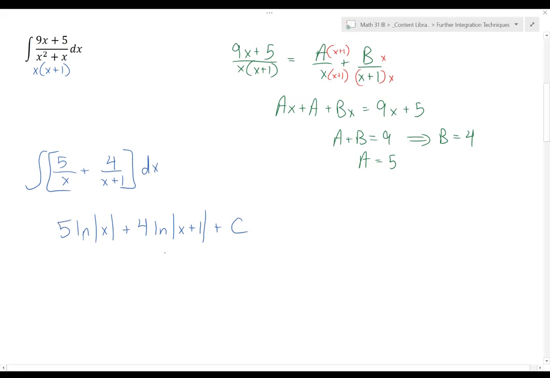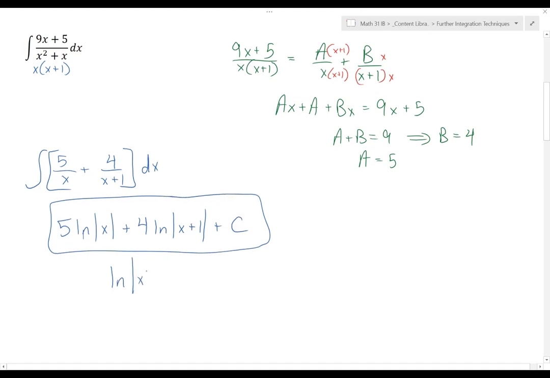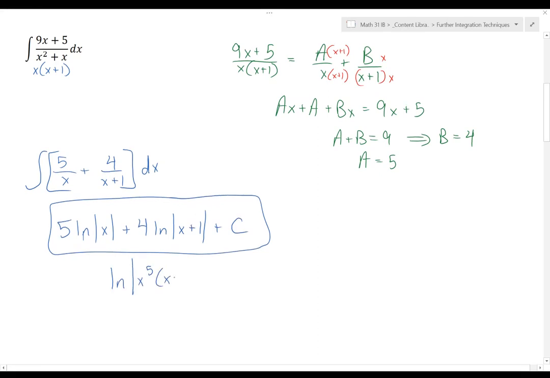Now, you are, of course, welcome to combine these. You don't have to, but I could write this as the natural log of x to the power of 5 times x plus 1 to the power of 4, using log laws to combine them.